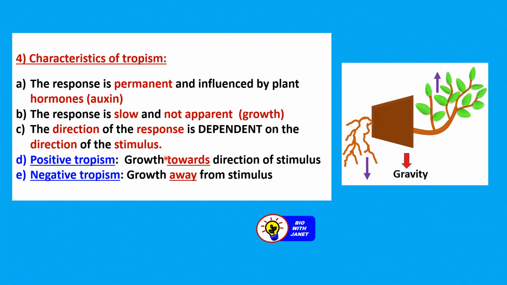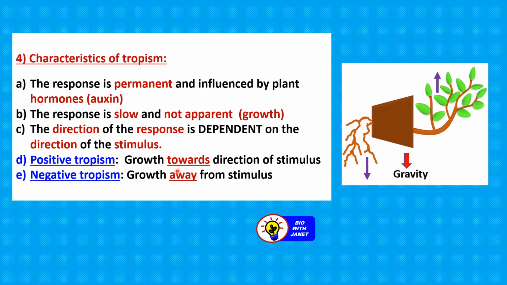right? Now, the direction of the response is dependent on the direction of the stimulus. As we say here, roots will grow in the direction of gravity. So gravity acts downwards, so the roots grow downwards. Whereas shoots will grow away from the direction of gravity. All right, so the direction of response depends on where the stimulus comes from.